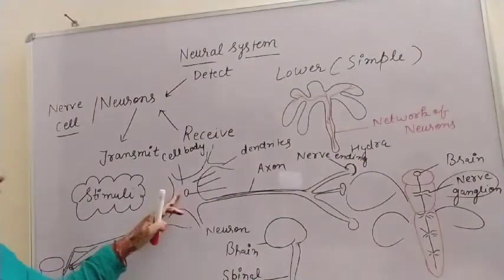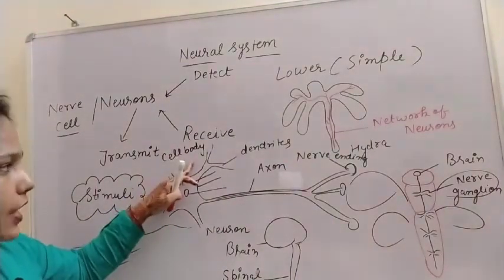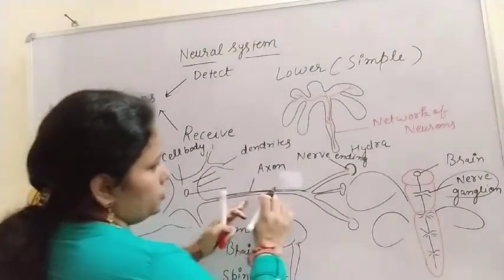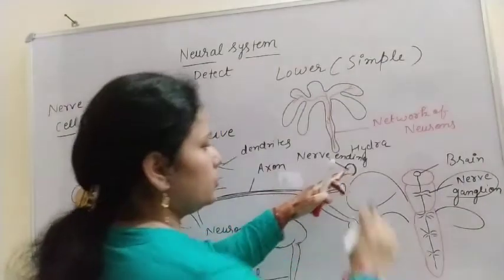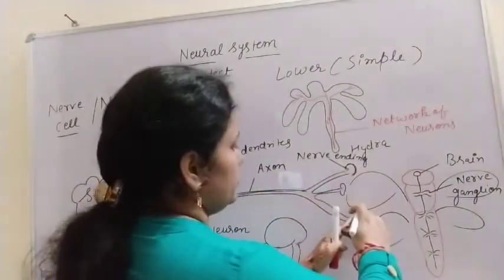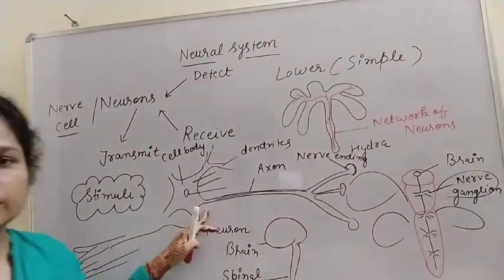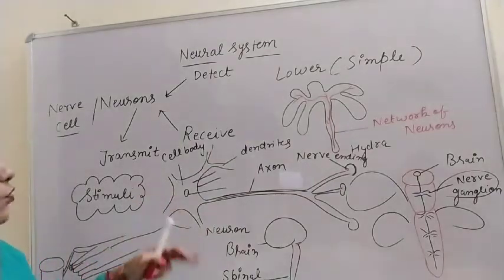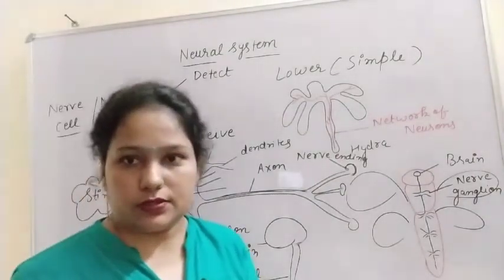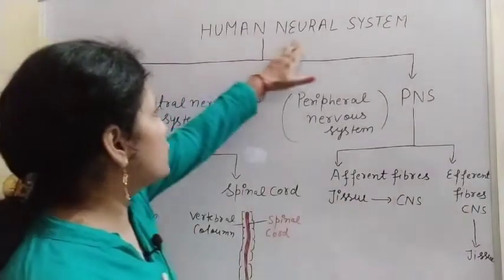The detection of the signal or stimulus is acquired by the dendrite, then the message is transferred through the axon, and through these nerve endings, neurotransmitters are released at the synapse. So that is the simple diagram of the neuron. Now we will discuss the neural system in human beings. Let us discuss the human neural system.